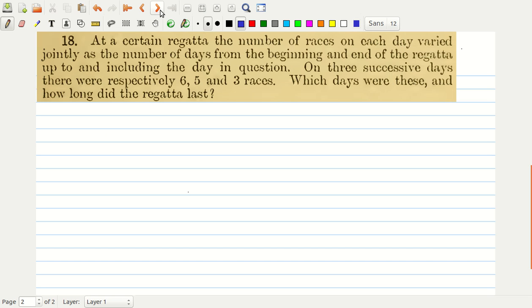This is problem number 18. At a certain regatta, the number of races on each day varied jointly as the number of days from the beginning and end of the regatta up to and including the day in question. This was a little confusing statement for me, and it took a little time for me to understand what this problem is all about.